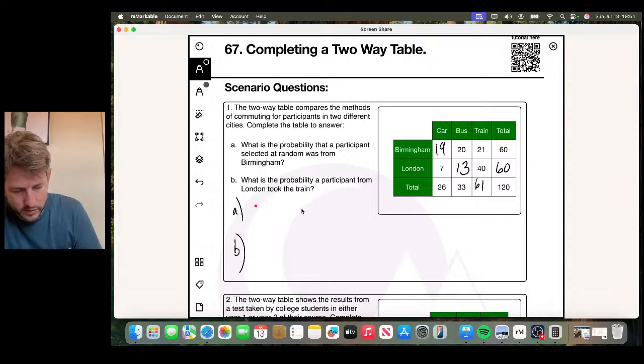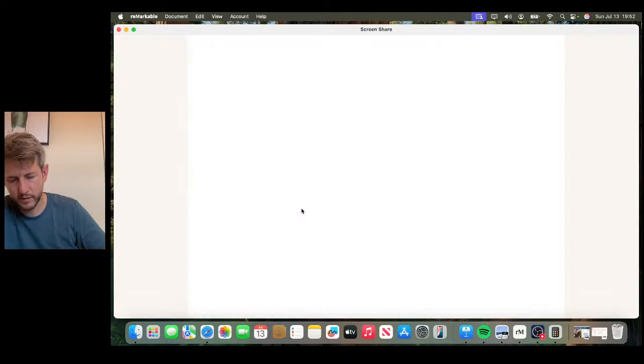Okay, so what have we got? What is the probability that a participant selected at random was from Birmingham? So that is 60 out of 120. What is the probability the participant from London took the train? So that is 21 out of 60.